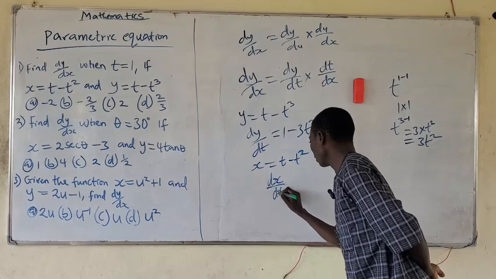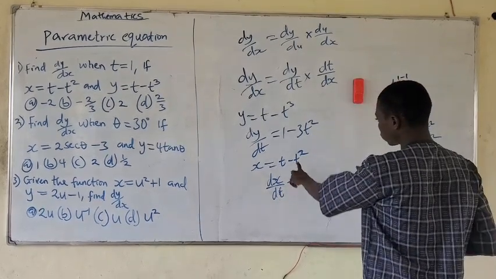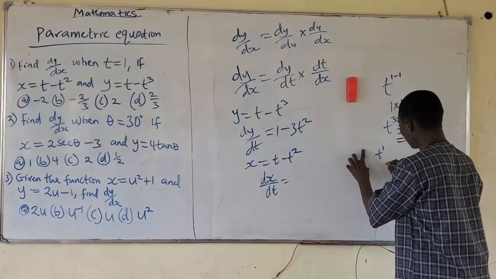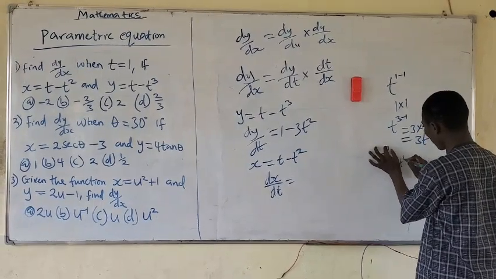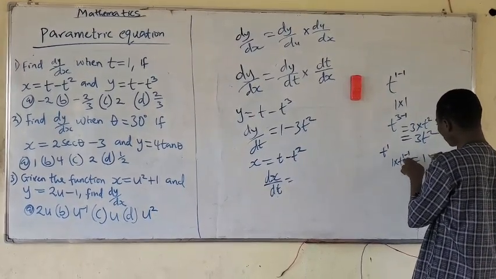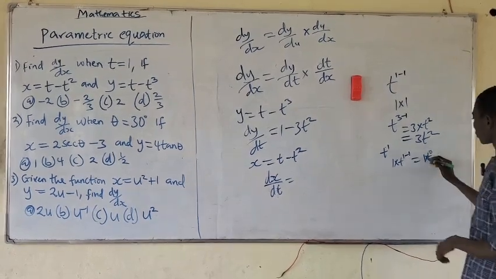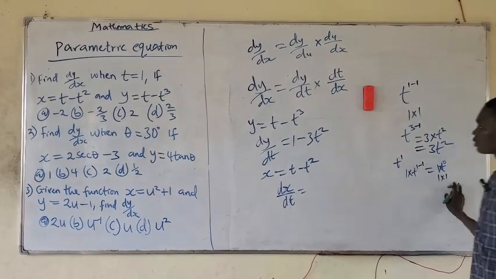So our dx/dt equals to, now using the general method, here is the same thing as t raised to power 1. Use the 1 to multiply it to give you 1 times t raised to power 1 minus 1, you subtract 1 from the power. So here will give you 1 times t raised to power 0. So t raised to power 0 will give you what? 1. That will be 1 times 1.